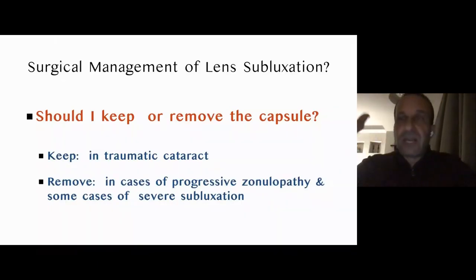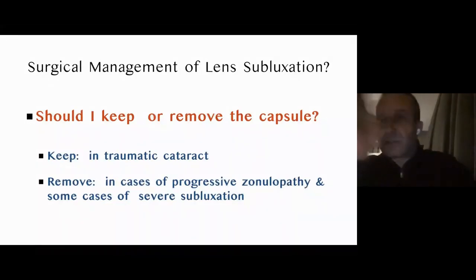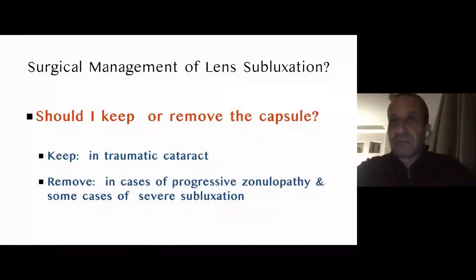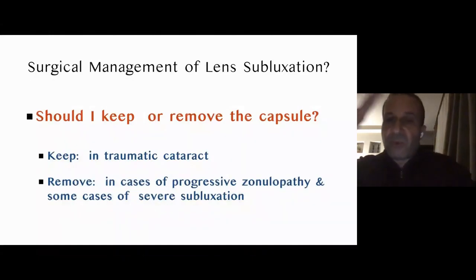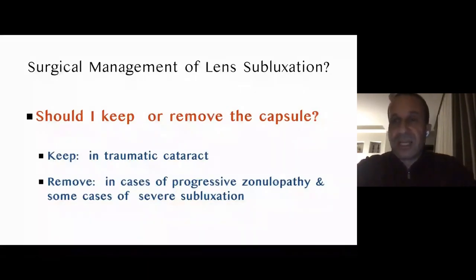As a rule of thumb, you should ask yourself, should I keep or should I remove the lens capsule? Keep the lens capsule in cases of traumatic cataract or traumatic lens subluxation. Remove it in cases of progressive zonulopathies like Marfan syndrome, for example, or in cases of severe lens subluxation that cannot be managed, where you cannot save the lens capsule anymore.